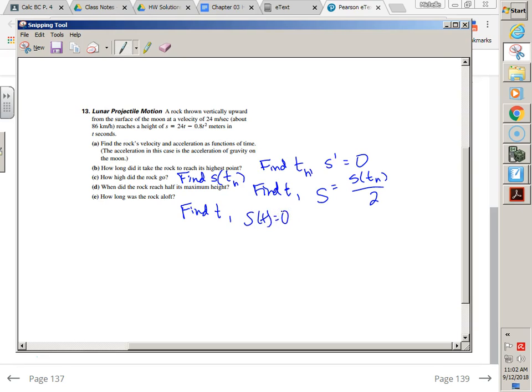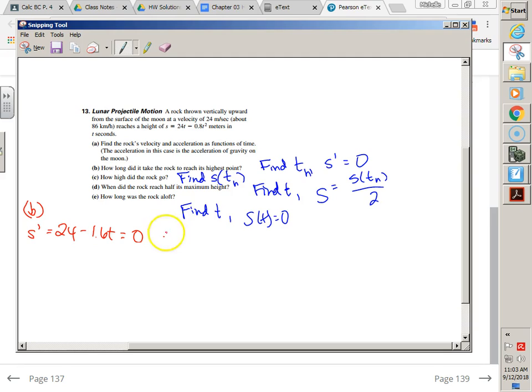Okay. So where are we stuck? I mean, all of them build on each other, right? So for letter A, wouldn't we have to find S prime, which would be 24 minus 1.6t? Setting that equal to 0, that's going to be our letter A. So our velocity is going to equal 0 at... I didn't even write A because it was so easy. Anyway, setting velocity equal to 0, we can subtract the 24 and divide by 1.6, which would end up being 240.